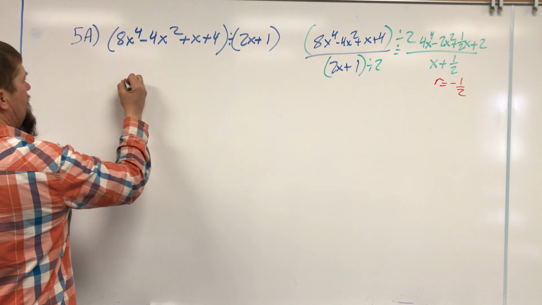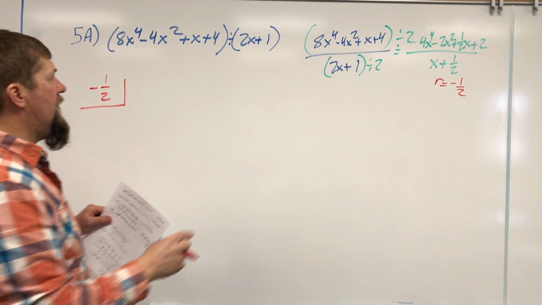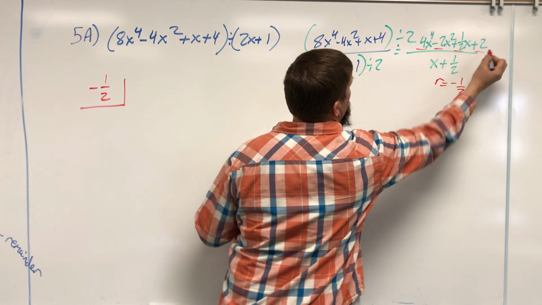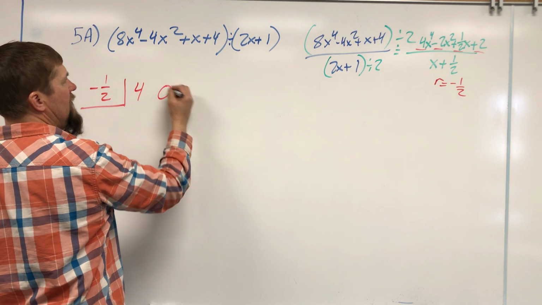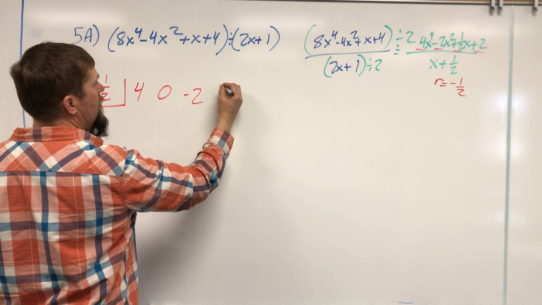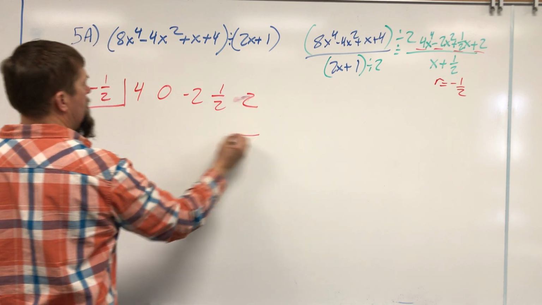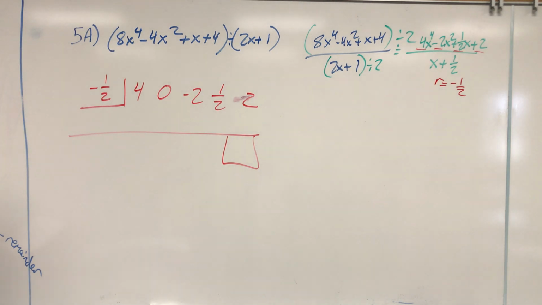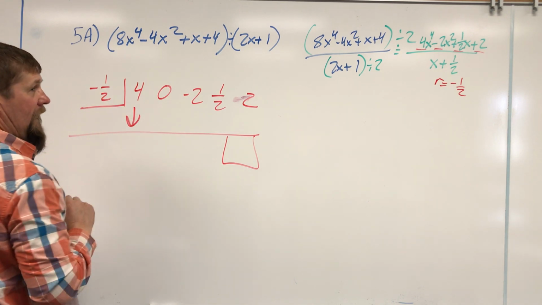So when I set up my problem, I have negative 1/2 here. Now I have 4, negative 2, 1/2, and 2. Now I'm missing the x cubed term, so that's 4, 0, negative 2, 1/2, and 2. Okay, so now I can use synthetic division. When I use synthetic division, of course, I'm going to have to deal with the half, which is not a big deal.